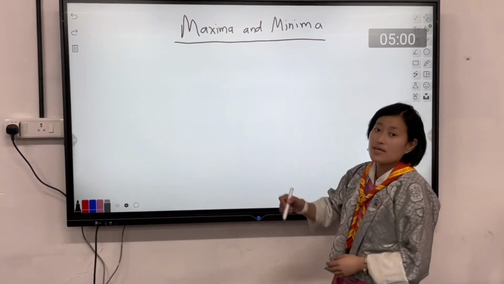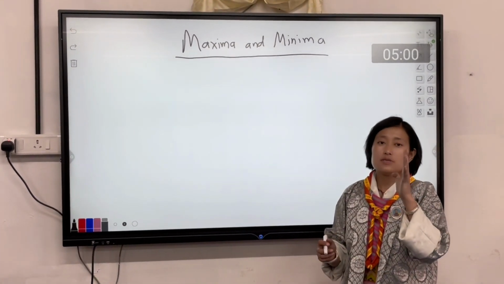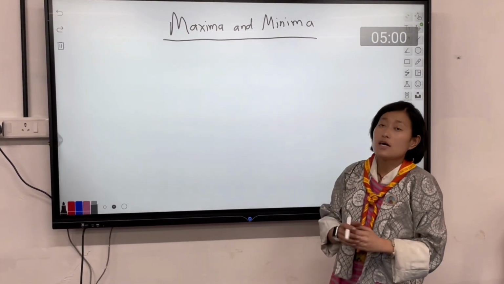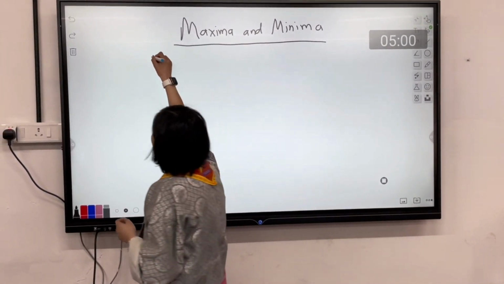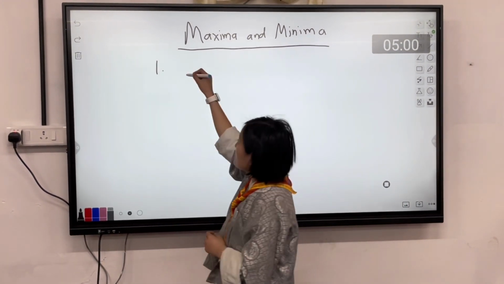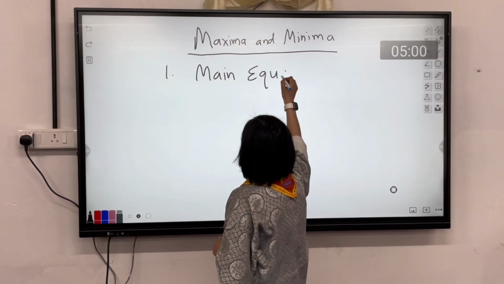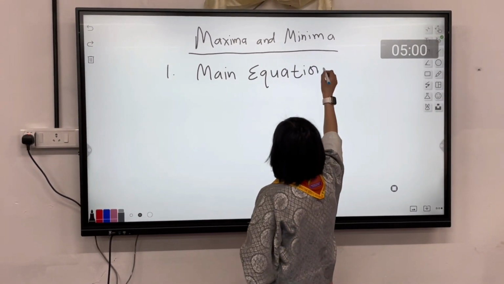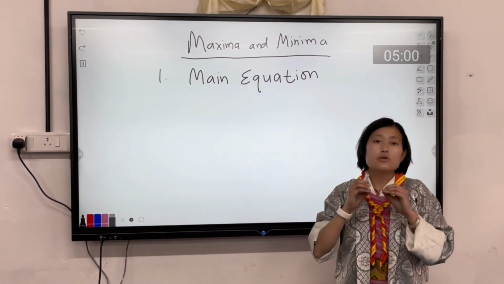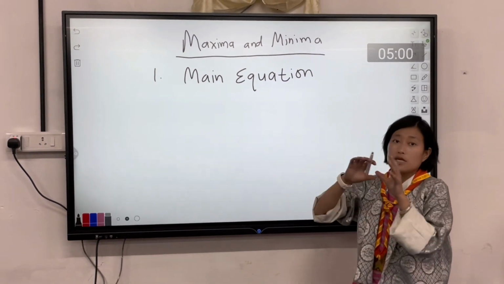So under Maxima and Minima, what you have to know is there are only 4 steps that will help you to solve any kind of question under Maxima and Minima. So the first step is try to catch hold of the main equation. Mind you, the word I am using is main equation, because you will see that in a question, especially in the problem statement, there will be more than one equation. So you have to target the main equation and jot it down.